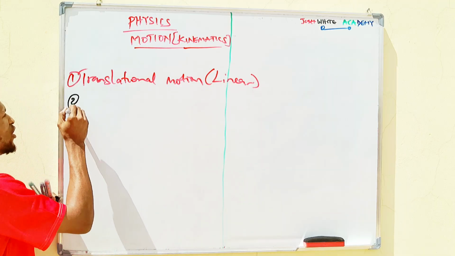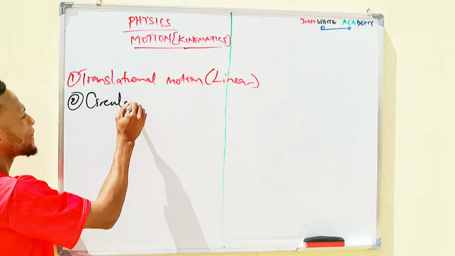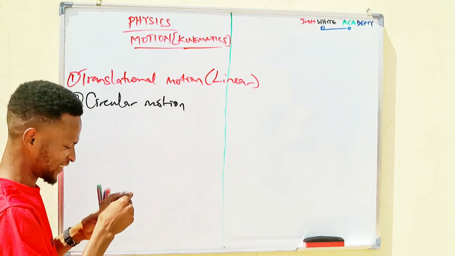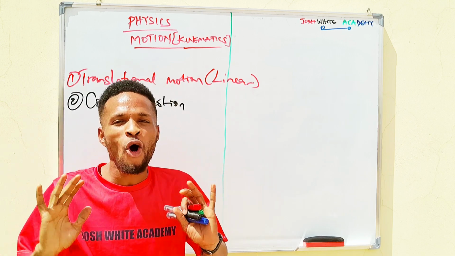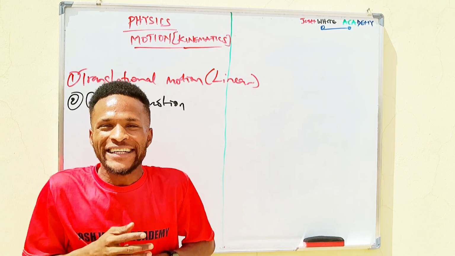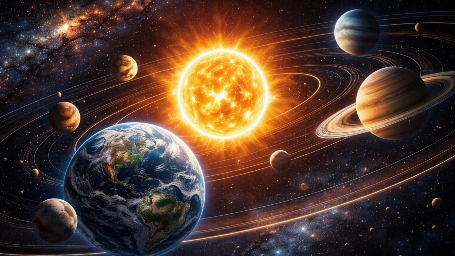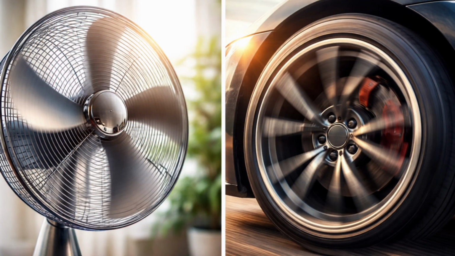Secondly, we have circular motion. This is the movement of a body round a circular path or orbit, like the way the Earth and other planets rotate round their axis or revolve round the sun in a circular path. Or even the movement of our fans, or the movement of the wheel of our vehicles. They follow a circular motion.